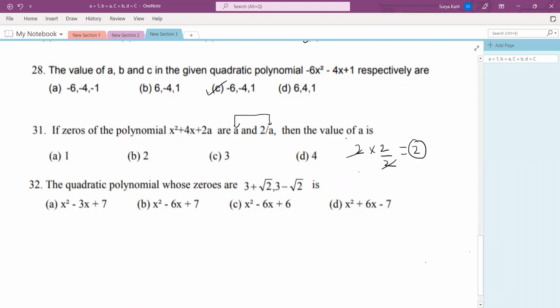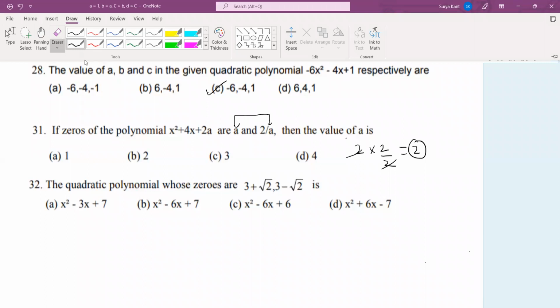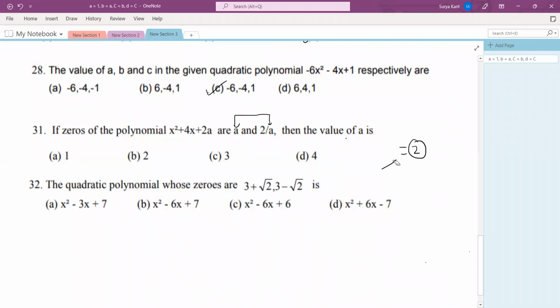No, sir, 2 into 2 is 4. Wait, I think we have made a mistake here. No, one minute. C is 2a, not what we are writing here, 2, right? C is 2a, no. Yes, sir. So there we have made a mistake right now. Wait, we'll do it by alpha beta only. Sir, I think we will get 1 only. I've done the same.